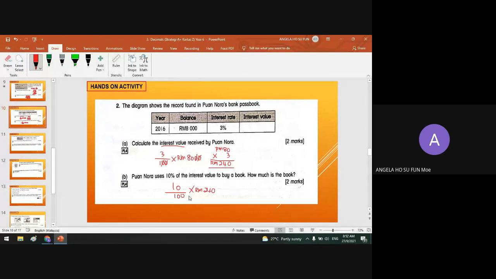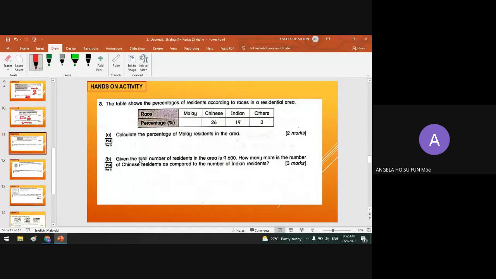So very easy. Okay, cut 10 with 10, one up and one down, another up and another down. Okay, so I cancel already. 1 times 24, the answer is 24 ringgit. Very good, Phoebe. Congratulations. You got it correctly.